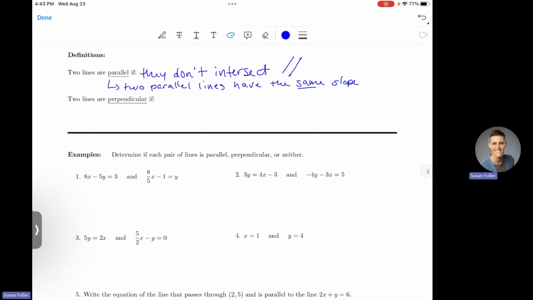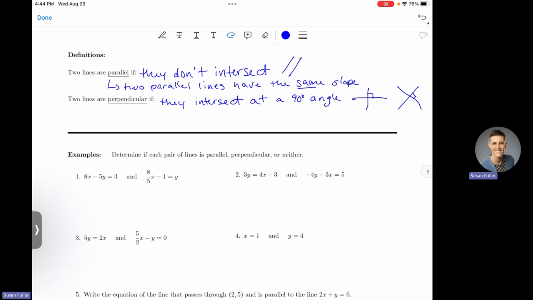And now perpendicular lines, two lines are perpendicular if they intersect at a 90-degree angle. So picture two perpendicular lines in your head. You might picture something like this, or maybe something like this. Either way, they have to intersect at a 90-degree or right angle.